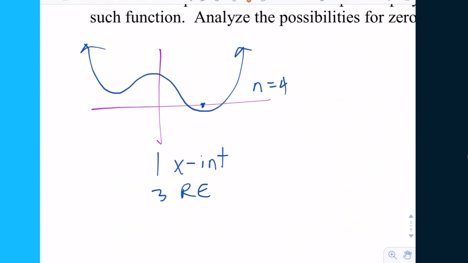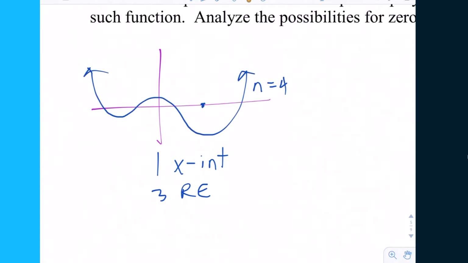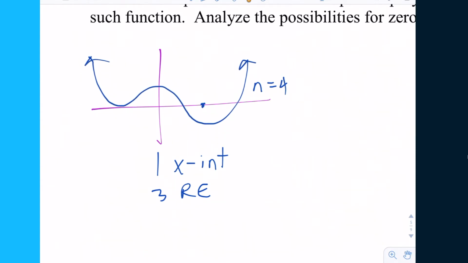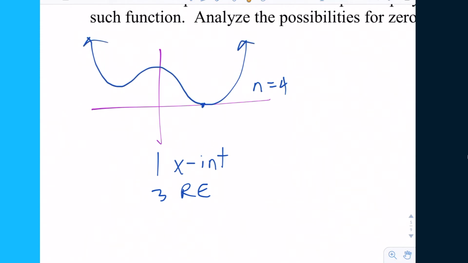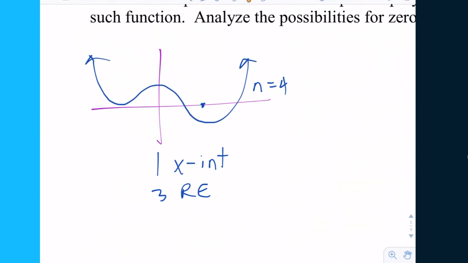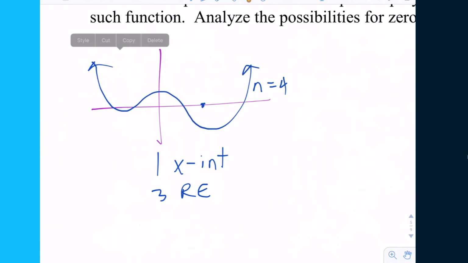If I move it down a smidgen more, now how many x-intercepts? 2. And if I move it down even a smidgen more, where the other one bounces, now how many x-intercepts? 3. And if I move it down even more, now how many x-intercepts? 4. So that's a nice little illustration of an even degree polynomial: 0, 1, 2, 3, and 4 x-intercepts. So they can have any combination.